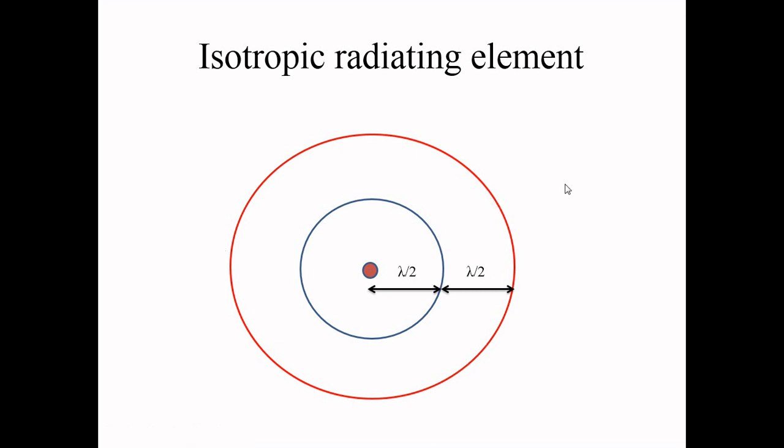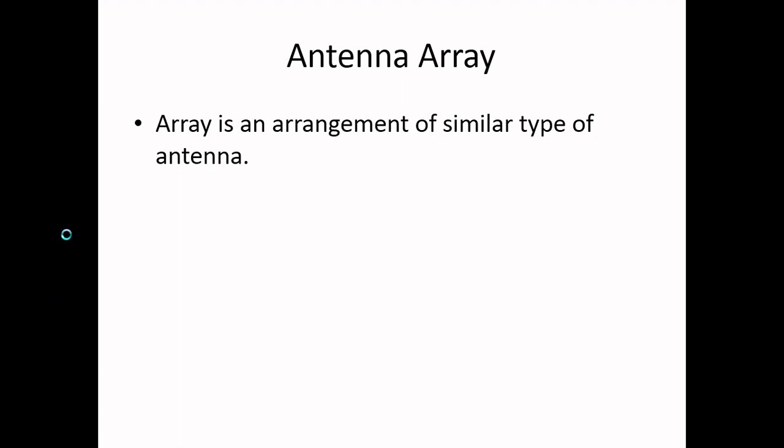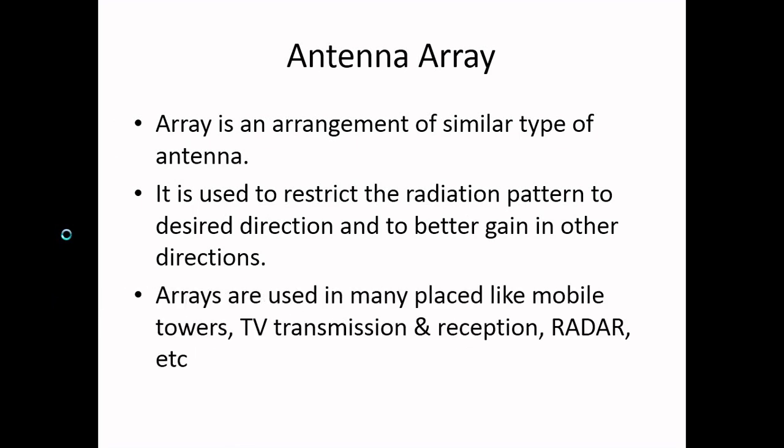From this point onwards, we will start studying antenna arrays. I think now we are fully equipped to start studying antenna arrays. An antenna array is a collection of similar types of antennas. They are usually made to increase the gain in certain directions and to restrict the radiation pattern in other directions. The arrays are mostly used in mobile towers. The mobile towers have an array of dipoles which are collinearly placed.